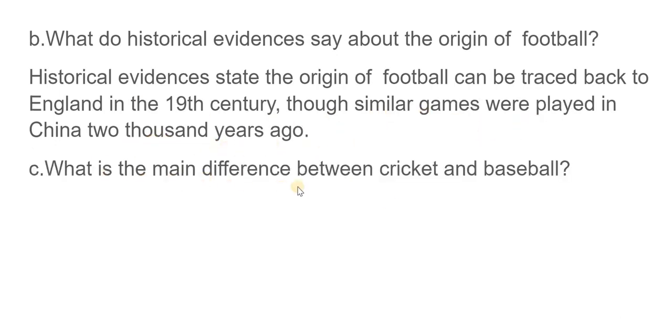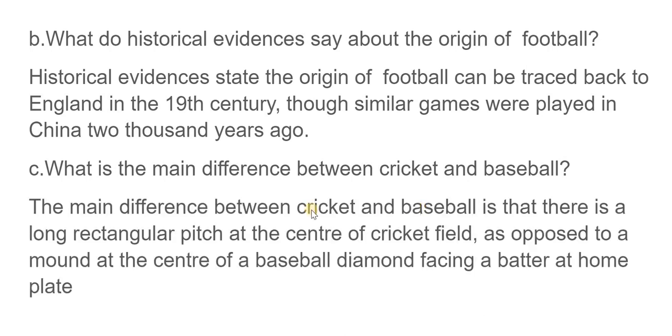What's the main difference between cricket and baseball? The main difference between cricket and baseball is that there is a long rectangular pitch at the center of a cricket field as opposed to a mound at the center of a baseball diamond facing a batter at home plate. So this is the main difference.